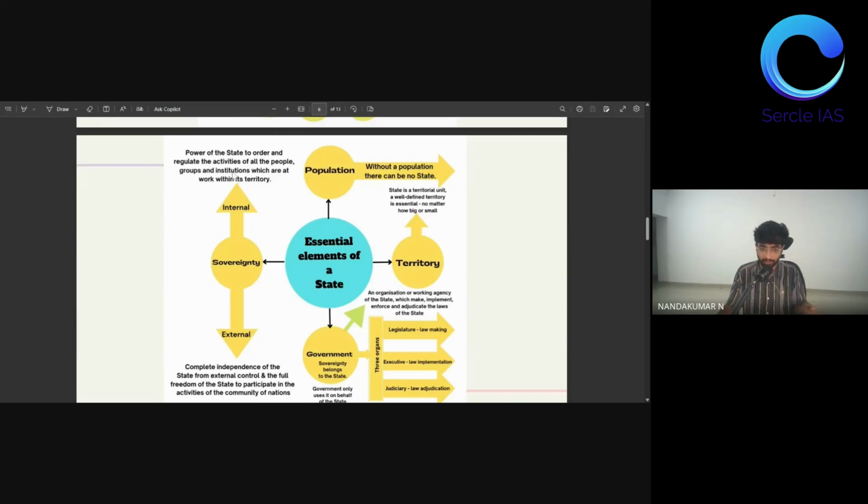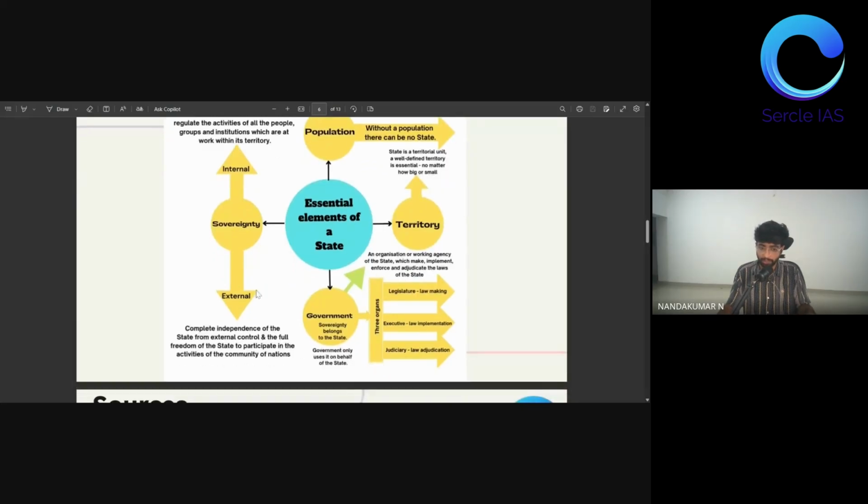Sovereignty can be divided into 2 parts or 2 sub ideas. One is internal sovereignty, which deals with the power of the state to order and regulate the activities of all the people, groups, and institutions which are at work within its territory. So, internal sovereignty means the state has the power to regulate the activities of the population and use the resources present in the territory to facilitate the development of the population as well as the progress of the country. So this is internal sovereignty. The state has the ultimate authority to regulate the activities of all the people, groups and institutions within the territory of the state.